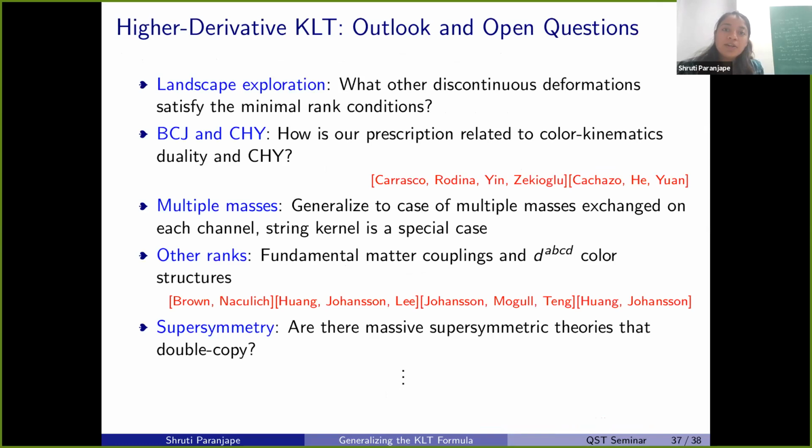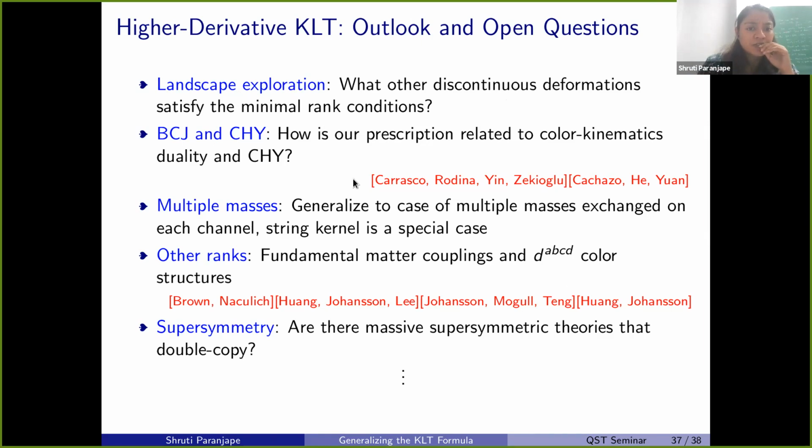Great. So I think we talked about a lot of these open questions already. The multiple masses we talked about a little bit. There's also a question of other states. We only talked about adjoint states, but people have studied fundamental matter couplings as well. There I think the rank is no longer (n-3) factorial. They have a different rank formula. So the structure would be similar, but I think significantly different.